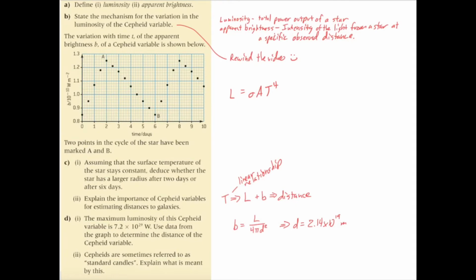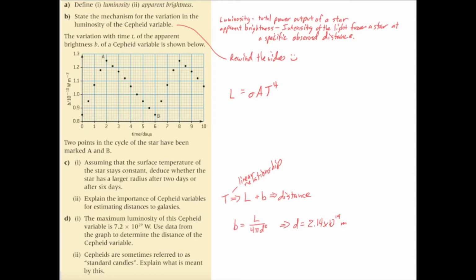Shazam, there we go. All right, so here we go, let's look at this. We've got part A: luminosity is the total power output of a star. The apparent brightness is the intensity, or power over area, of the light from a star at a specific observed distance. You've got formulas for those, you can describe those.